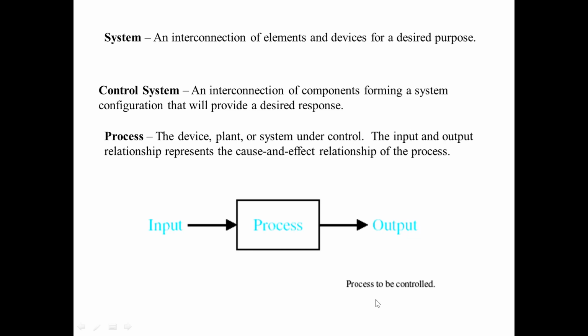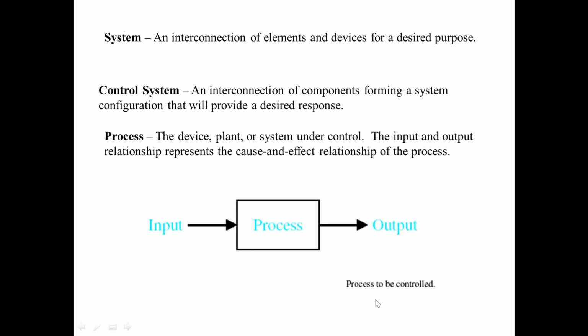So this clearly says that the control system's function is an interconnection of components forming a system configuration that will provide a desired response. The desired response is given to the different components at an accurate time. At the correct time, we have to give the desired response for a system, for a component. That can be achieved by a control system.